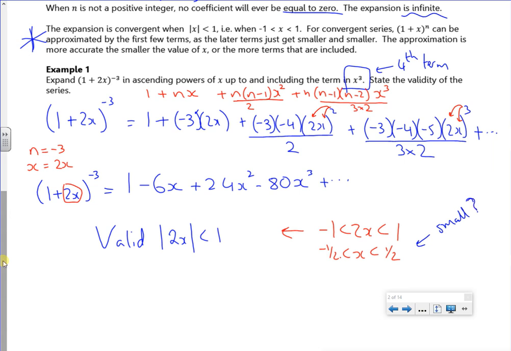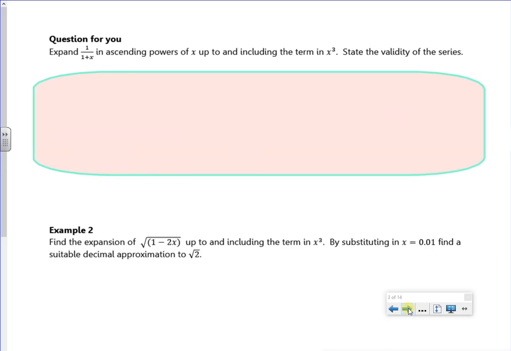So if it's working fine between plus or minus a half, that's that bit there. We don't really like this part of it, but it's dead easy. You just rearrange what you see, that's all. So that's the first example with a bit of waffle about it. There's a question for you on the next page, so please have a go at that one. I'll start writing it out, but don't wait for me, if you know what I mean.